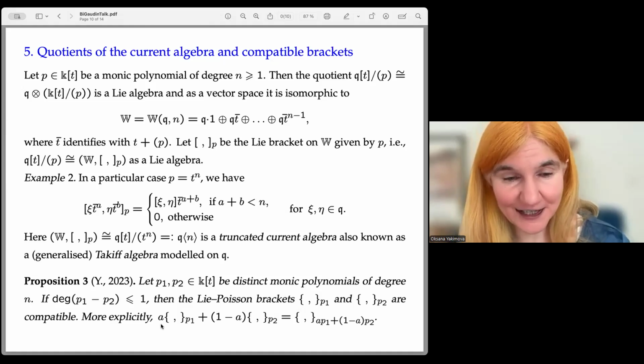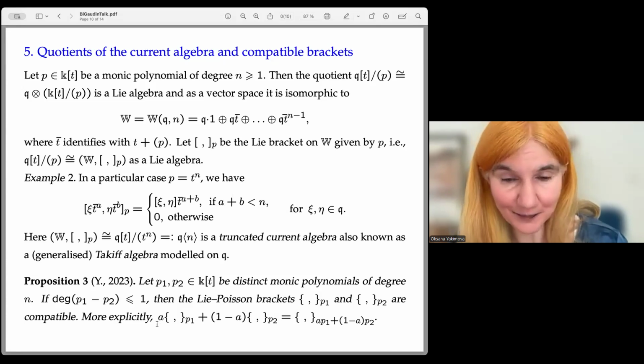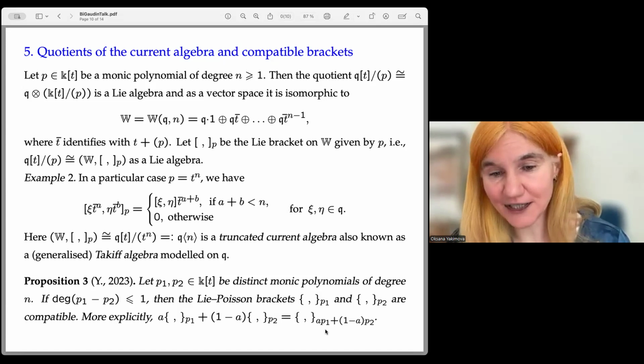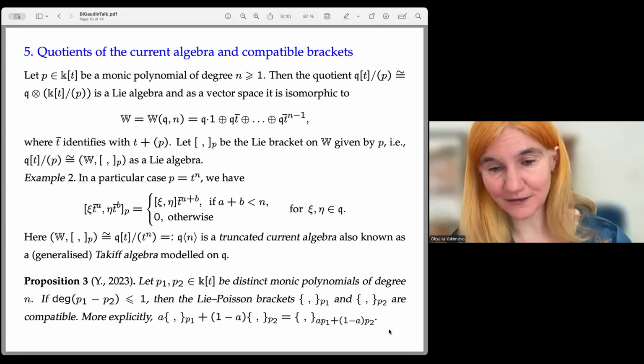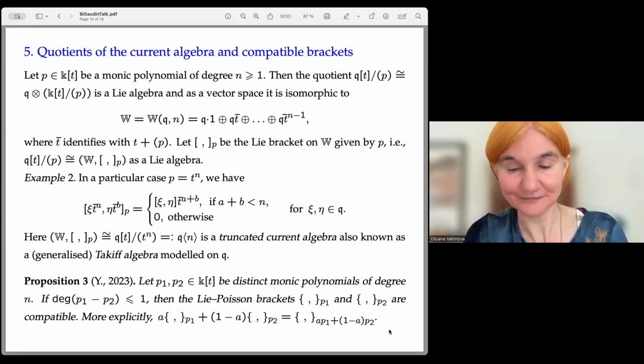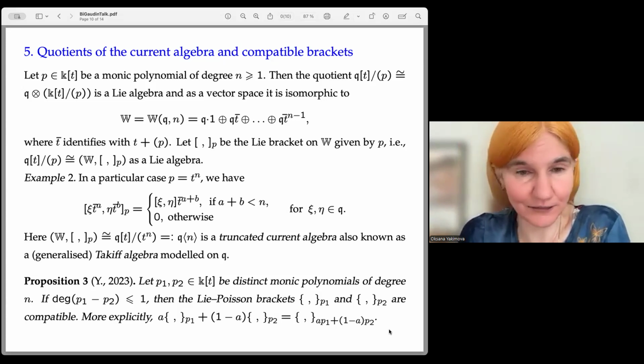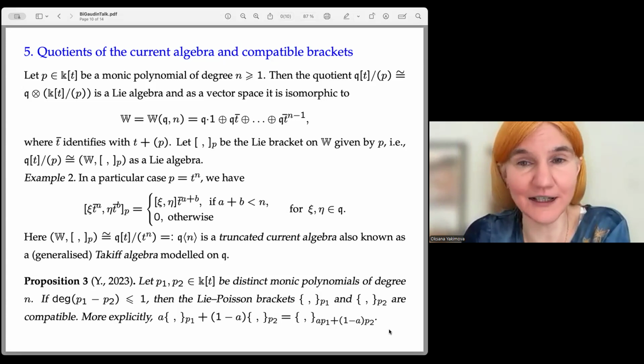And actually, we can see it directly. So I take a sum here with two coefficients such that the sum is 1. This is enough. And then I'm just adding the polynomials. So the sum of these two polynomials will be, again, a monic polynomial of degree n. Okay, so we have two compatible Poisson brackets, and this is independent of Q. It works also if Q is infinite dimensional.